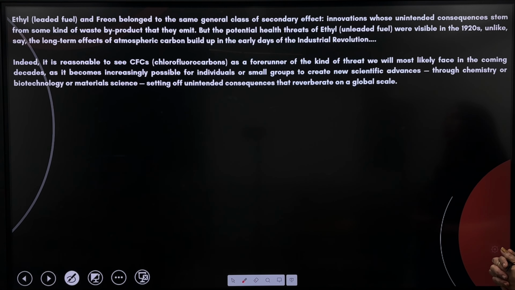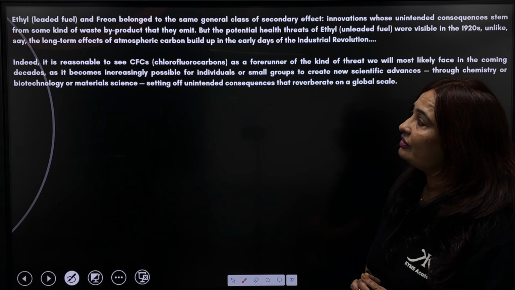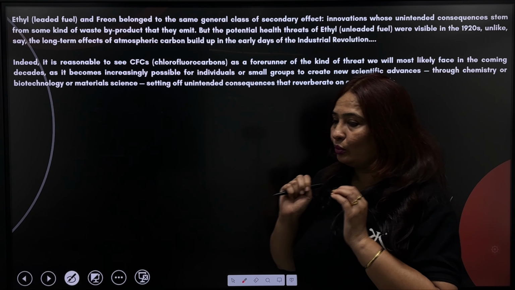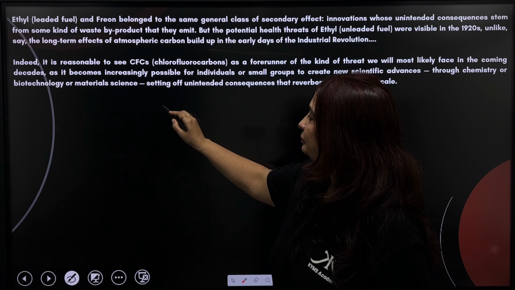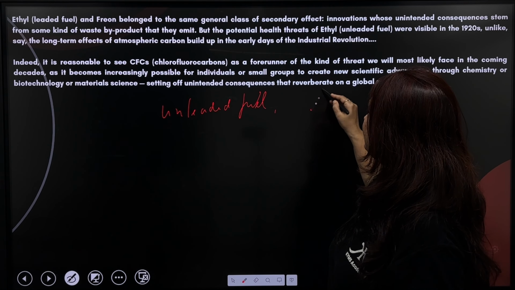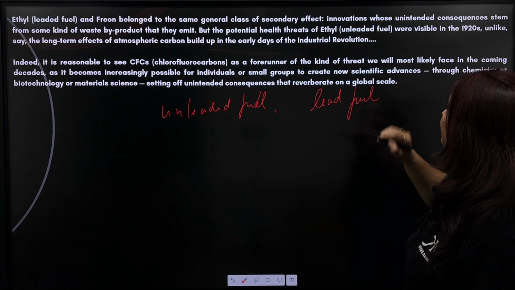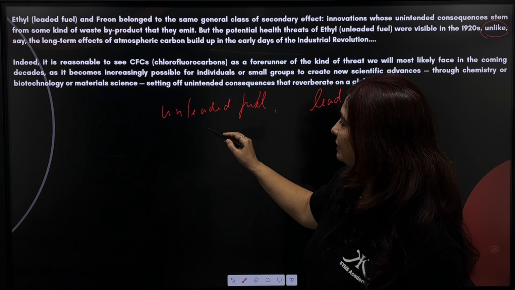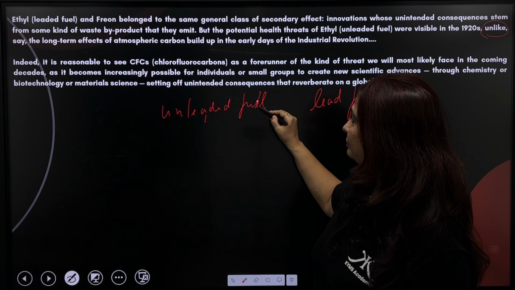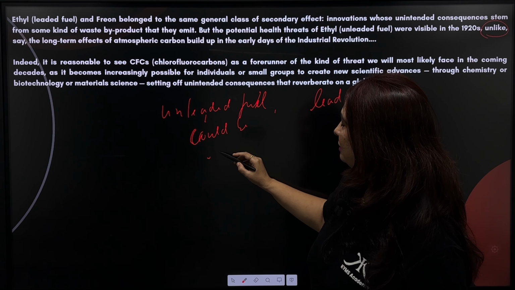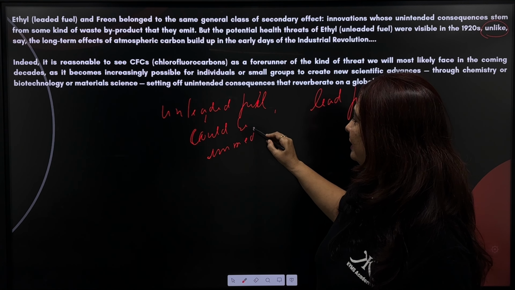But the potential health threats of ethyl leaded fuel were visible in the 1920s, unlike, say, the long-term effects of atmospheric carbon built up in the early days of the Industrial Revolution. So, in this paragraph, what the author is trying to say is, one is unleaded fuel, and second is leaded fuel. And here you can see the word unlike. Now, see what happened. The effect of leaded fuel could be immediately felt.